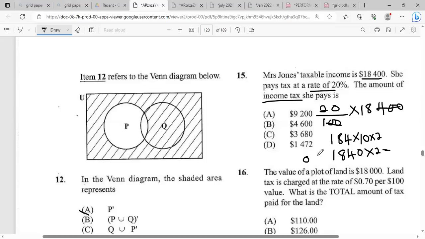2 2s is 4. 2 4s is 8 rather. 2 8s are 16. 6 carry 1. 2 1s are 2, 2 1s that's 3. So 3,680. I'm just showing some easy way of multiplying. You get what I'm saying? Instead of multiplying by 20, I just multiply by 10, add the 0 and then multiply by 2, because that's the same answer, same result. I teach them my bad style.